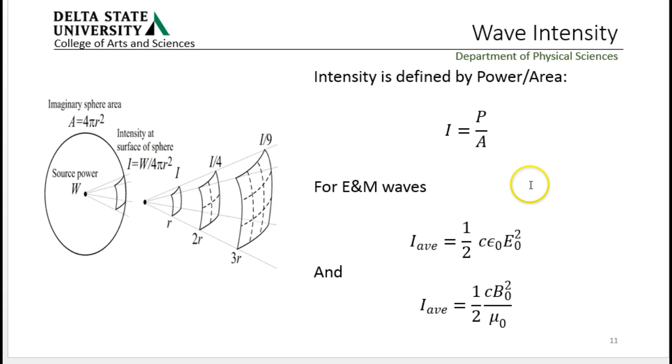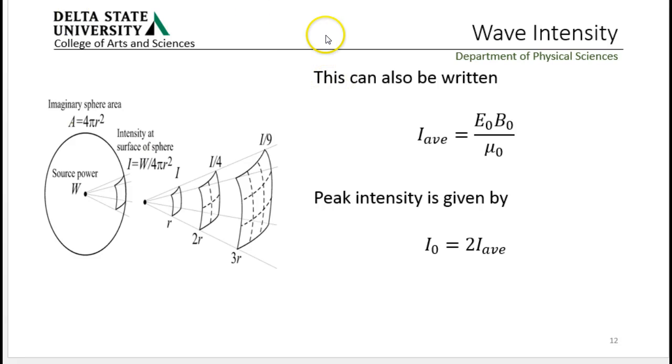So using the electric field, 1/2 c epsilon naught E naught squared. Using the magnetic field, 1/2 c B naught squared over mu naught, right? And you guys remember what these are: the permittivity of free space, the speed of light, the permeability of free space. Those are all constants you've seen in your equation sheets. Now, the other way this can be written, the average intensity in an electromagnetic wave, is E naught B naught over mu naught.